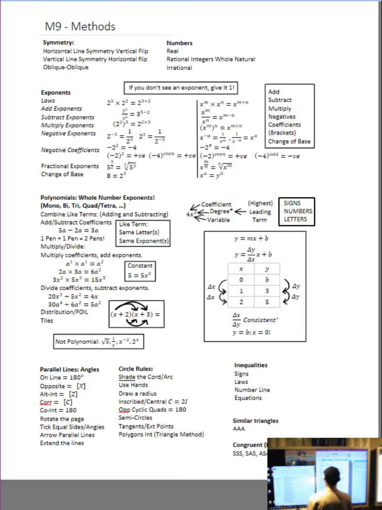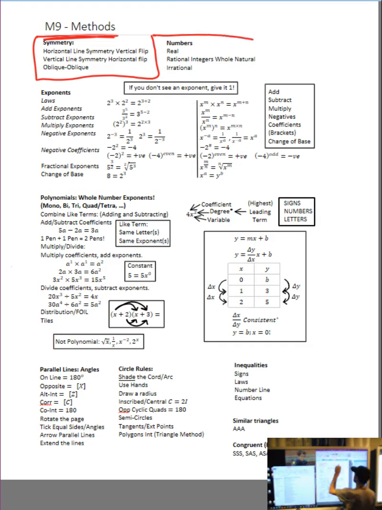Okay, let's talk about some M9 methods. Well, symmetry: we have horizontal symmetry, meaning it's a vertical flip. We have vertical line symmetry, which means it's a horizontal flip. And we have oblique symmetry, which means it's an angle flip.